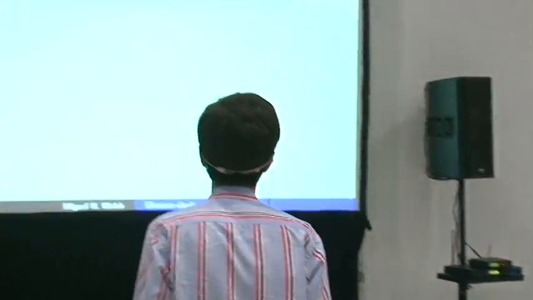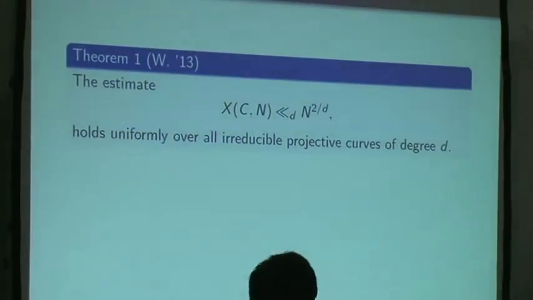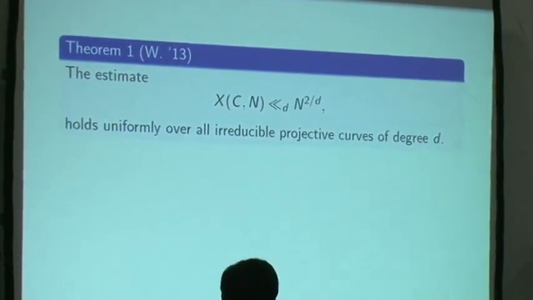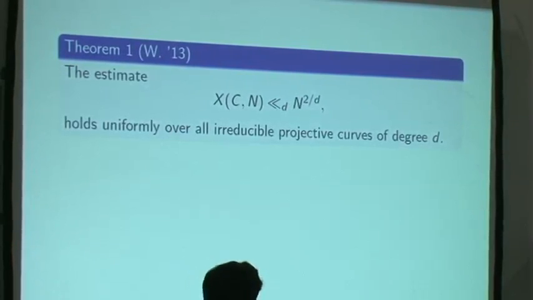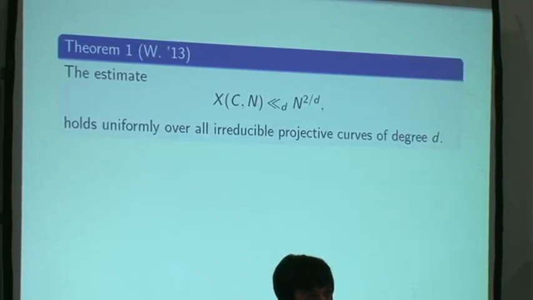So yes, the final result of the talk is that in fact you have this sharp estimate: the number of points is less than a constant times n to the 2 over d, and it holds uniformly over all irreducible projective curves of degree d. So this bound is completely uniform, it is the optimal bound, and does not depend on the curve.